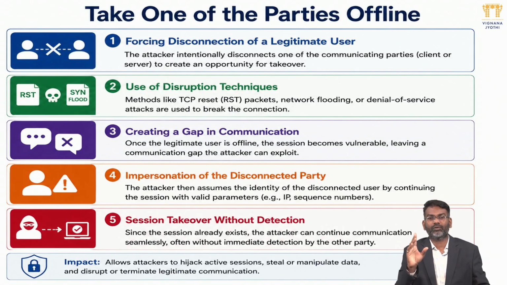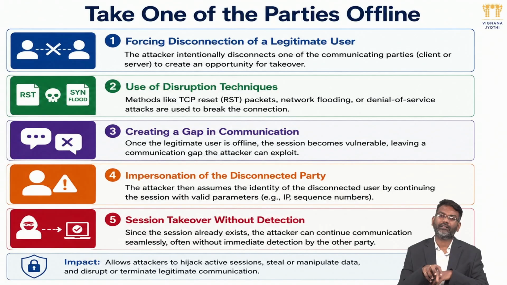Take one of the parties offline. As the name implies, the source and the receiver will be making the required communication. The attacker will stop either the source or the receiver, sending them offline. Unknowingly, the sender will think the data has been transmitted to the receiver, and the receiver will think the data is coming from the source. But the man in the middle, that is nothing but the attacker, will transmit his own information. He intentionally ruptures or disconnects the communication between the source and the receiver.